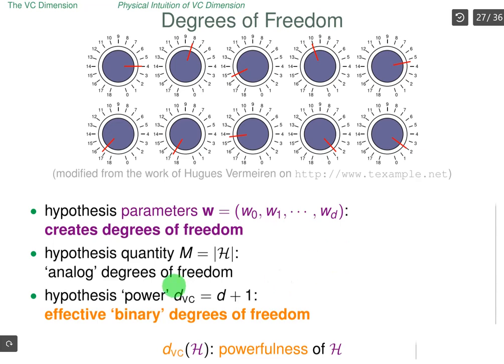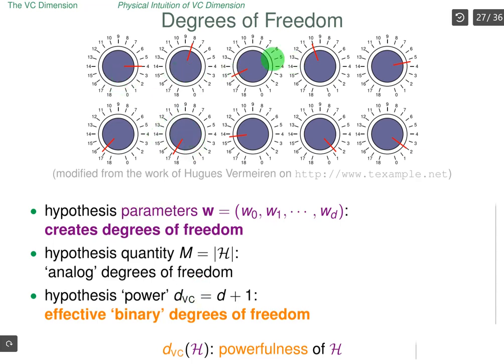dVC is equal, in most cases, to d plus 1. In the perceptron case, d is the dimensionality of our parameter space or data, plus 1. So a perceptron in 2D is 2 plus 1, 3, right? So that is hypothesis power, and also the analog degree of freedom.